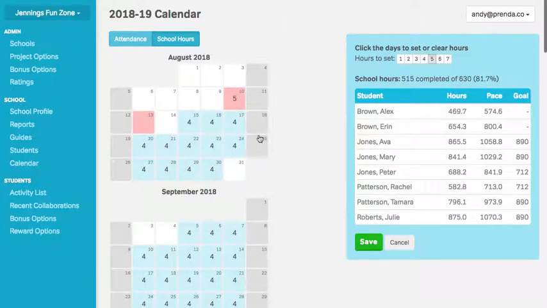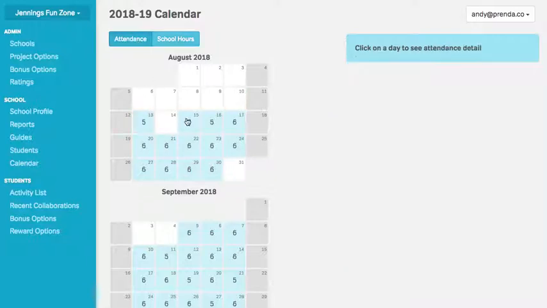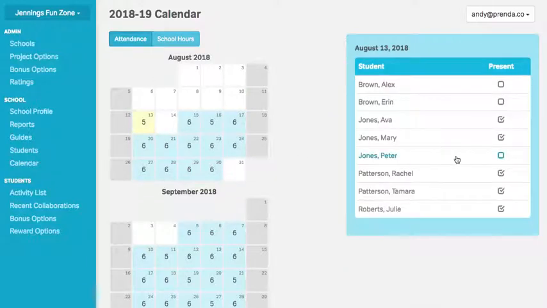So if I mark 5 hours on the 10th but no students attended, then it turns red to draw my attention to that square. Red squares may not be a problem like on the 13th, for this particular school, that was orientation day. Parents came, they got computers, they set up accounts for their kids, they logged into coins.prenda.co, so the system thinks that all those students attended on that day, but they really didn't.